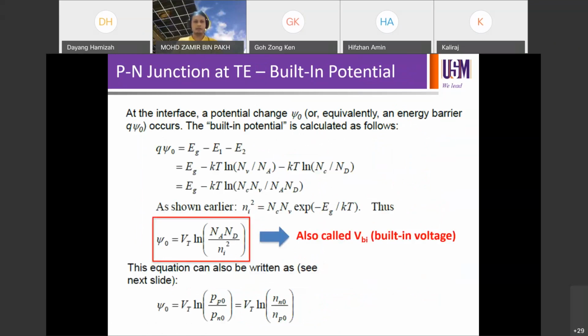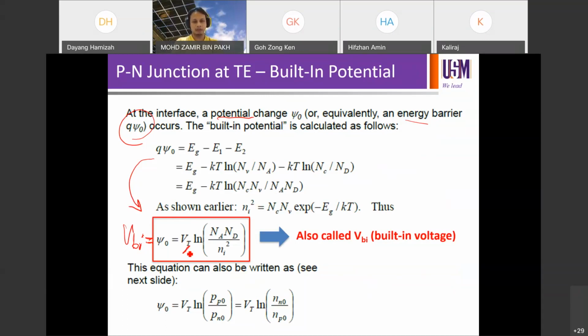So at the interface, a potential change or energy barrier occurs. The built-in potential is calculated as follows. At thermal equilibrium, you can calculate the built-in potential VBI, which is equal to psi naught at thermal equilibrium, and equals VT, where VT is the thermal voltage, times ln of NA times ND over ni squared, right? It originates from the above derivation. So it can be summarized as VT ln NA ND over ni squared.